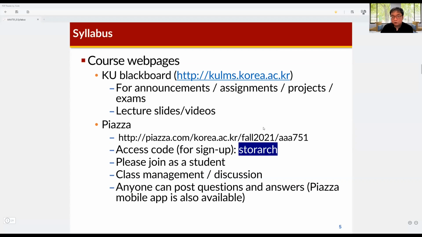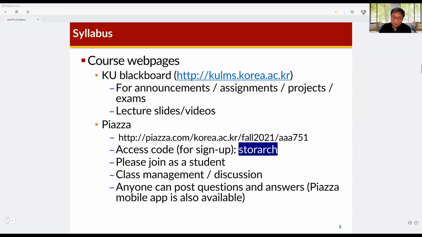And then cursor page. So we will use the Blackboard, provided by Korea University. I will use the Blackboard for posting announcements, assignments, projects, and possibly exams. As for lecture slides and videos, I plan to post them on Piazza, not this Blackboard.